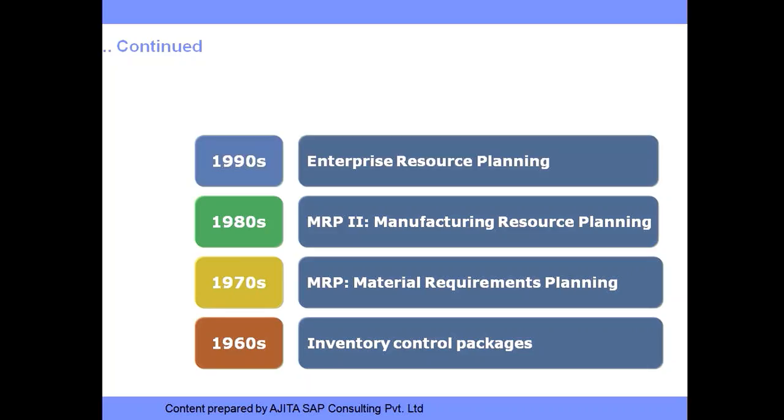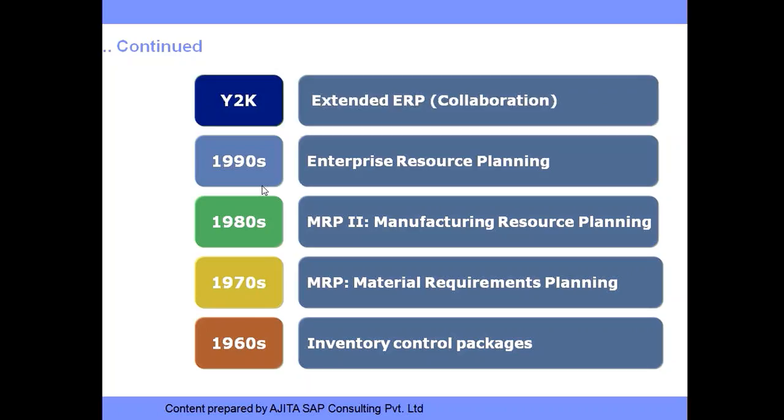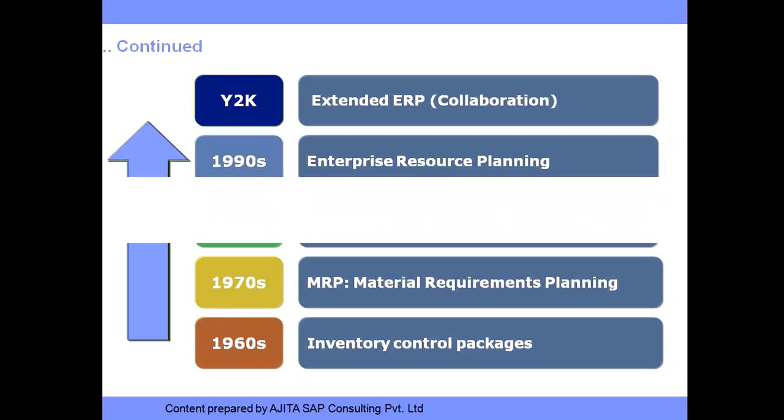Then in the 1990s, enterprise resource planning was introduced. So basically, the introduction of ERP as such was in the year 1990. And then in the year 2000, it was extended ERP, which is collaboration with different functions, that kept on getting introduced, right? So this was the evolution of ERP systems.